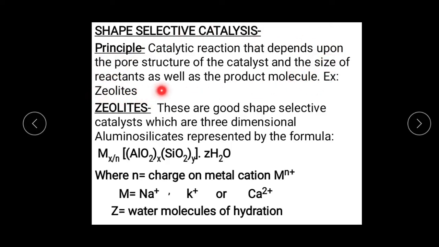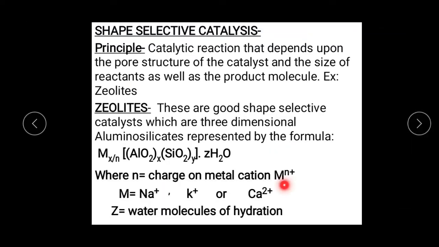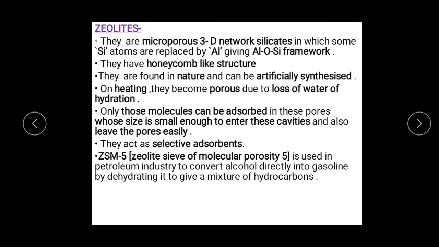Now an example of shape selective catalysis is zeolites. Now what are zeolites? They are good shape selective catalysts, which are three-dimensional aluminosilicates represented by the formula M_(x/n)[(AlO2)_x(SiO2)_y]·zH2O. Here n is the charge on the metal cation M^n+, and here M stands for either sodium ion, potassium ion or calcium ion, any one of these, and z is the water molecules of hydration.